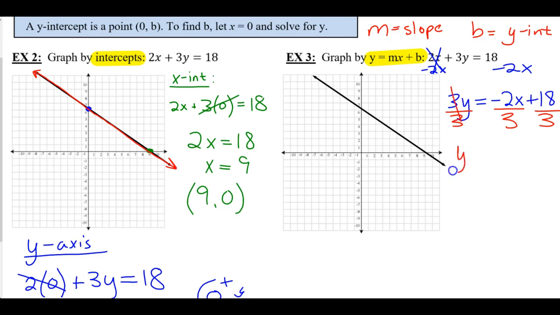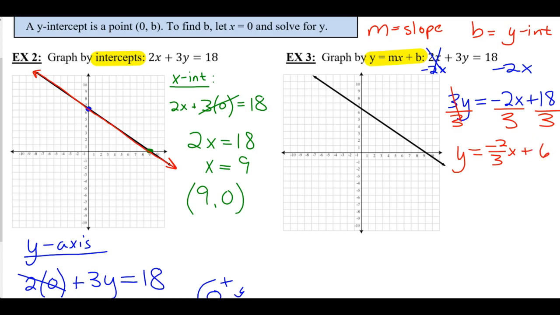That cancels. We get y equals. Now, what does this represent, the number in front of x? That's the slope. And if you remember, slope is actually easier as a fraction because we want to see the rise over run. So just keep that as negative 2/3 x. Yeah, and then 18 divided by 3 gives us a nice, pretty 6.